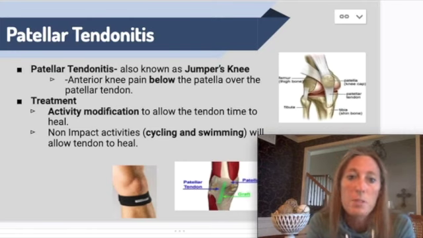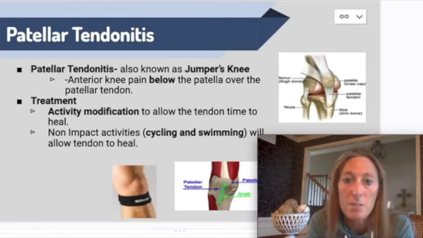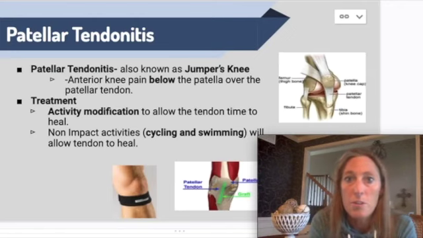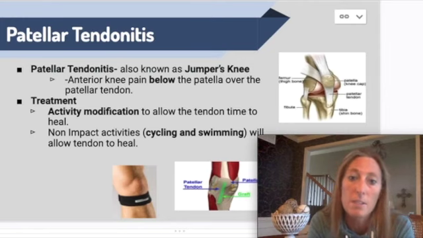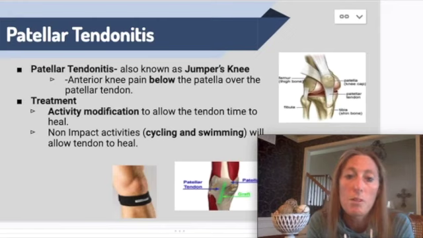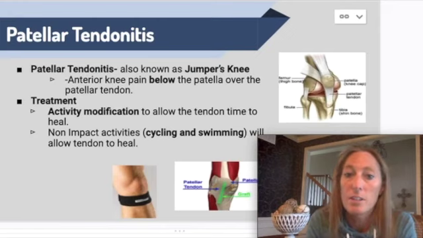The treatment for patellar tendonitis is going to be activity modification. The athletic trainer may ground that athlete, so if they're a volleyball player, instead of jumping 250 times during practice, they're grounded, so they're not jumping and not having that impact in their knee. They also require non-impact activities such as cycling and swimming for a while to allow the tendon to heal.